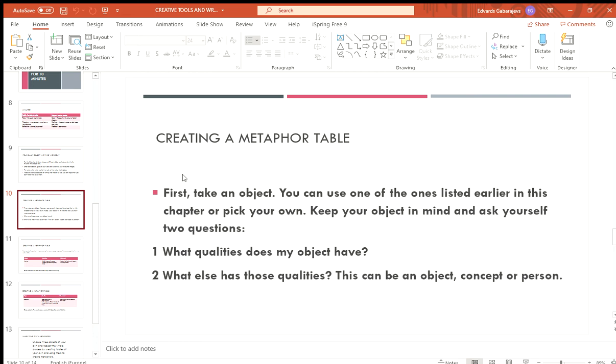So again, we start with an object. We take an object and ask two questions about the object. What qualities does my object have? So you make a list of qualities your object has, and then after that look at these qualities and make another list of other objects that have the same qualities.